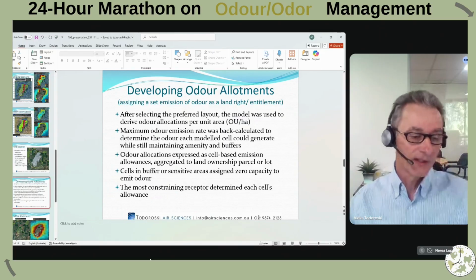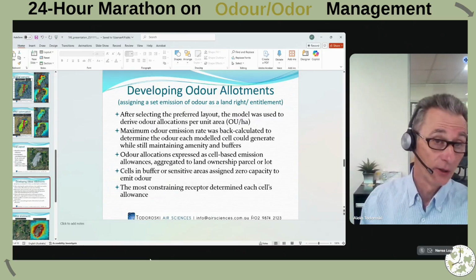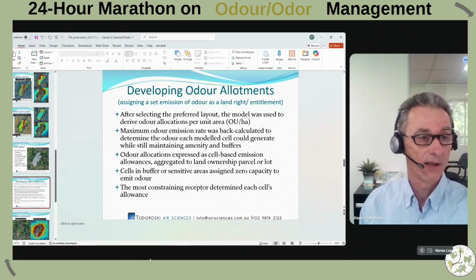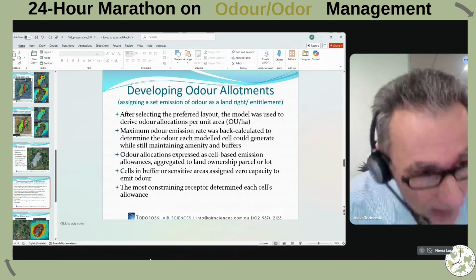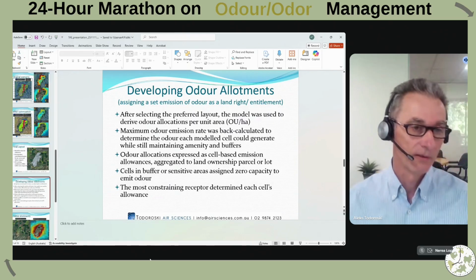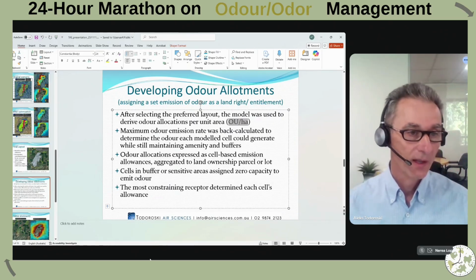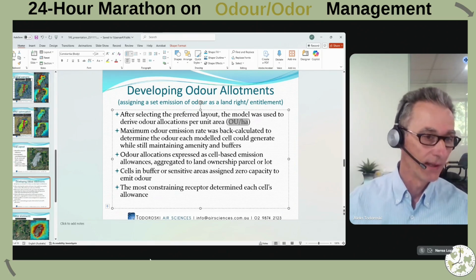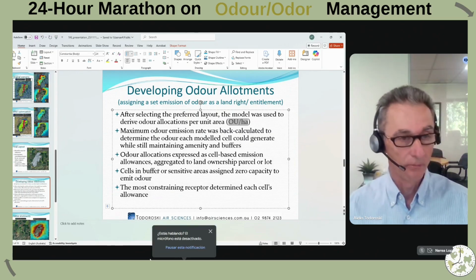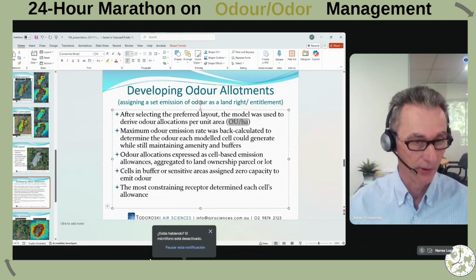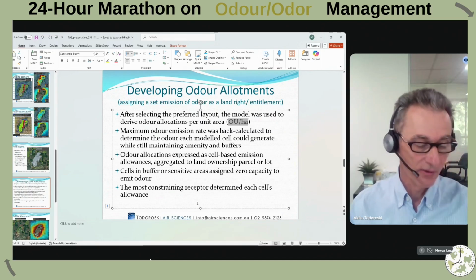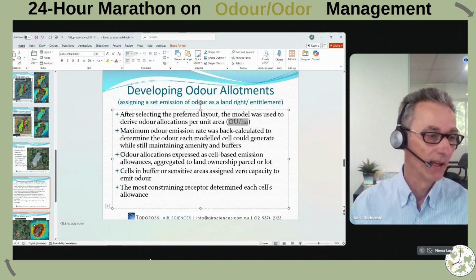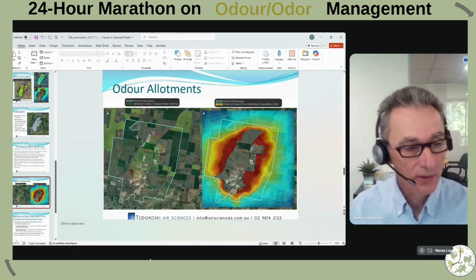The other interesting thing that came out of this was odour allotment. So this is assigning a set emission of odour as a land right or an entitlement per block of land. We're using the term of odour units per hectare. We back calculate to work out what that is, and you can calculate that for the whole area or per parcel of land or individual owner of land. Obviously, the most constraining receptor, the most impacted receptor, is determining the allowance. And here's an example of how that looks.